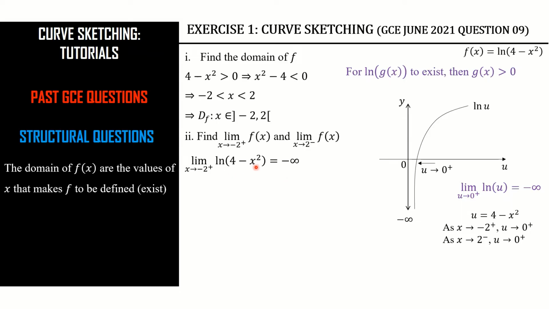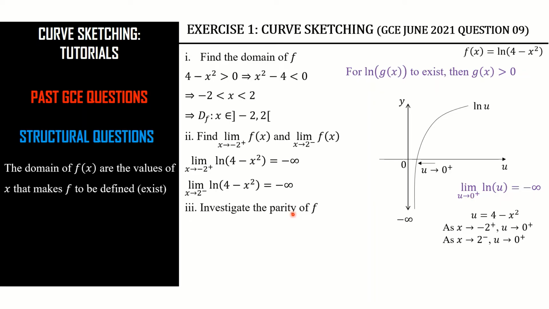So in this case, we are going to have negative infinity because this is the same as this. So this limit here, the limit as x tends to negative 2 from above of ln of 4 minus x squared, is the same as the limit as u tends to 0 from above of ln u. Likewise, the second limit is still the same. So we see that these two limits have the same value, negative infinity.